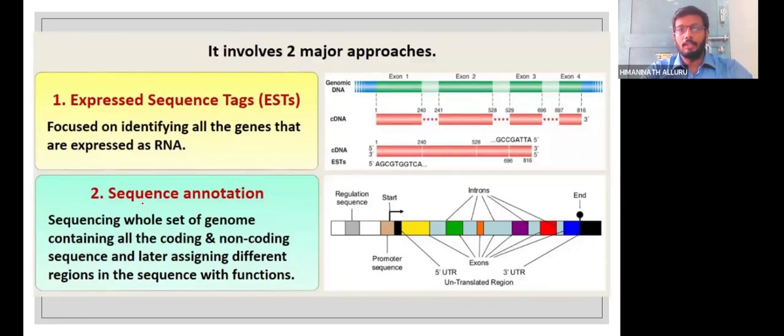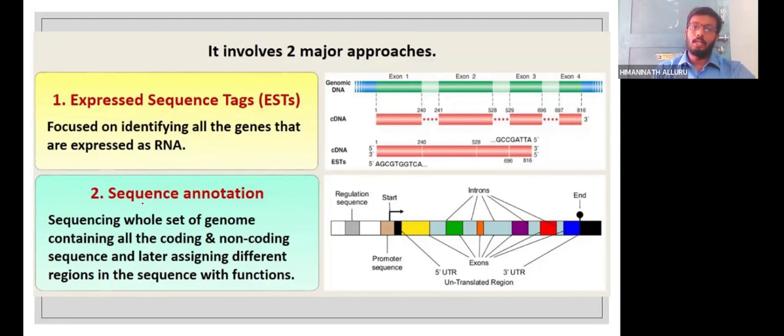In that, they will do nothing special. They will take the mRNA. They will directly target the mRNA. Why? Because the mRNA contains mostly the expressed sequence only. Then they will convert that expressed mRNA into DNA and they will sequence it. They will directly target mRNA, not the DNA.